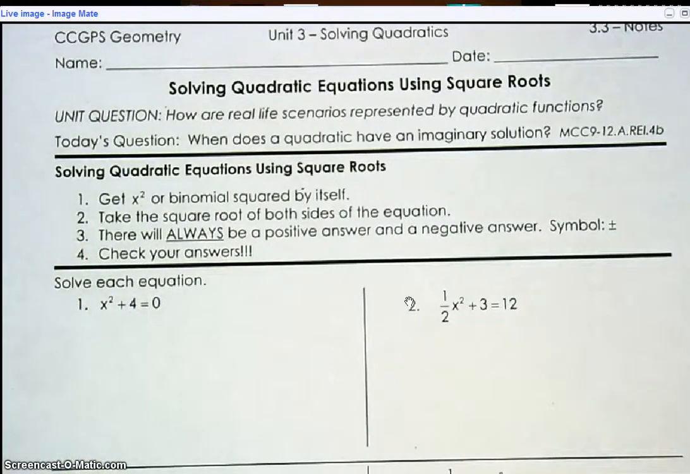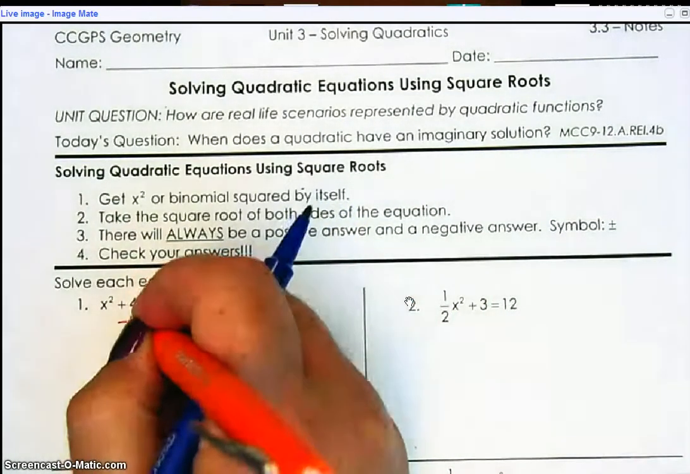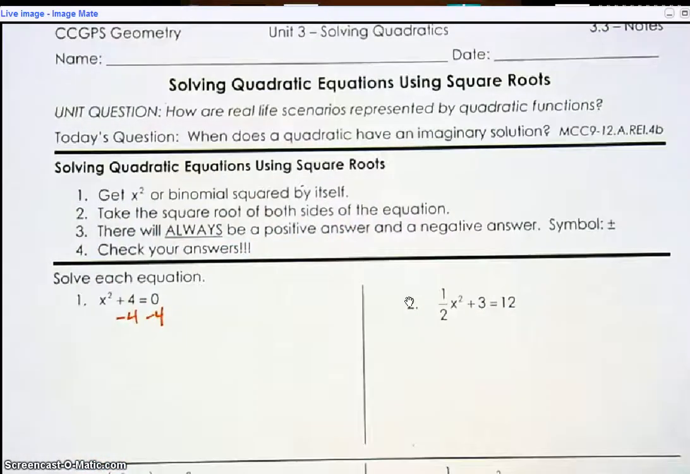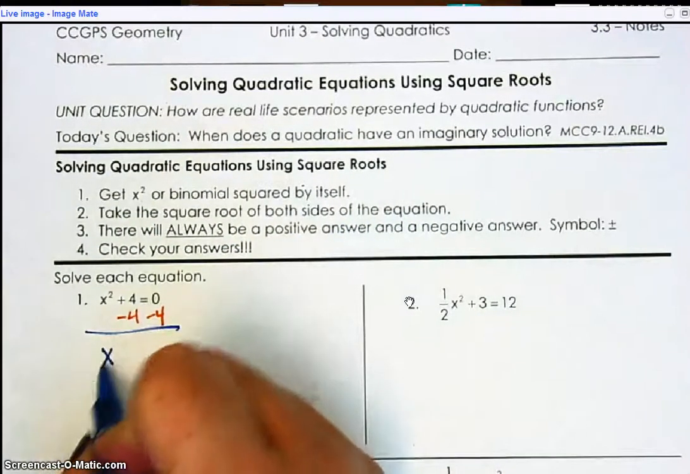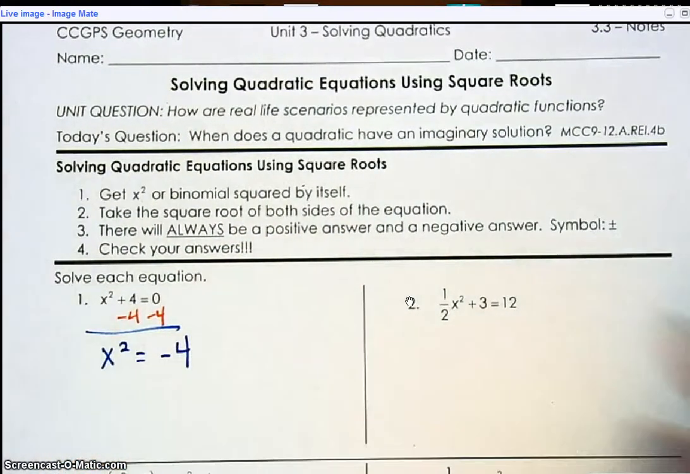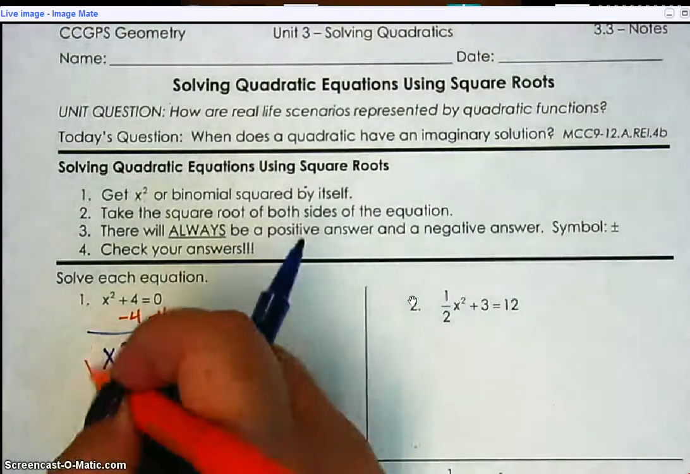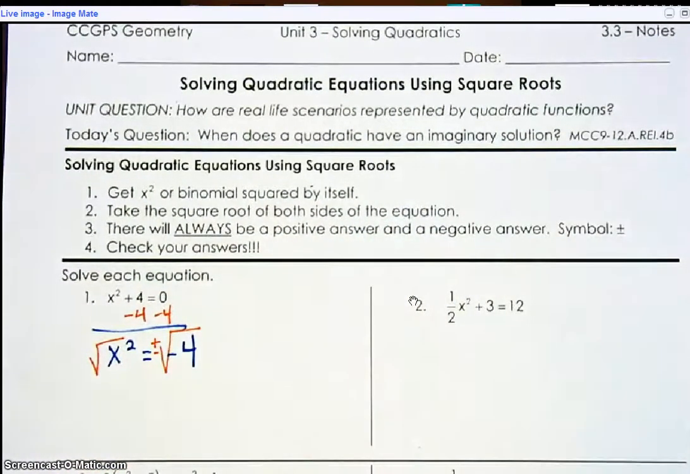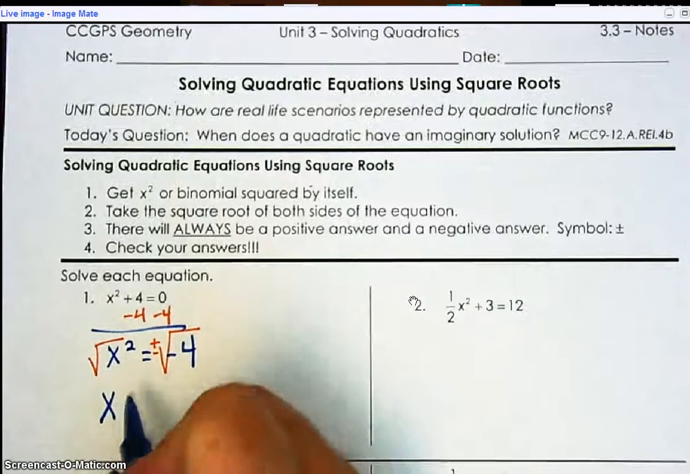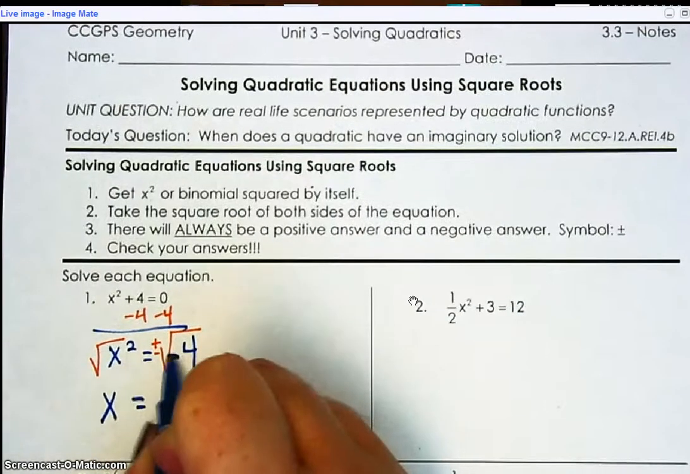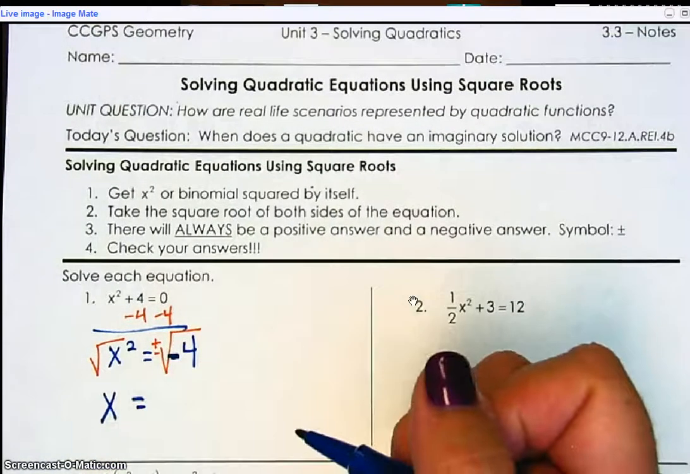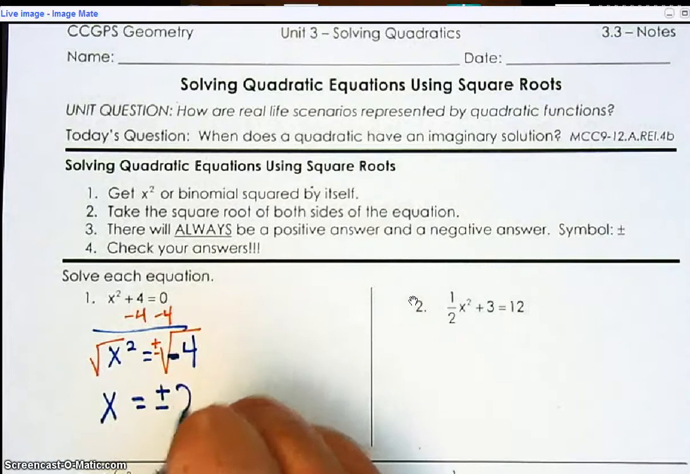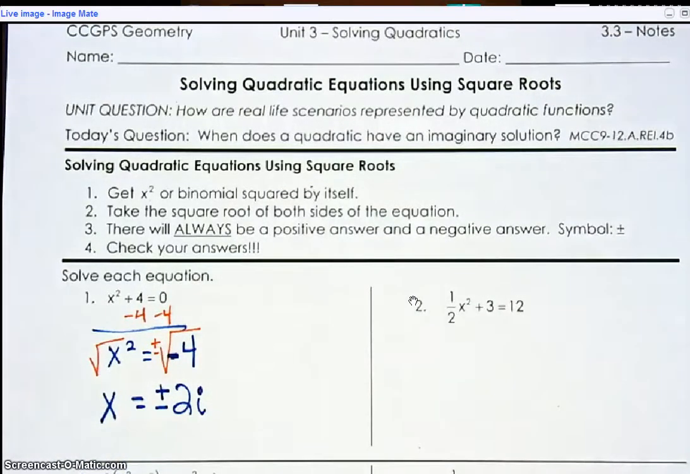I need to get the x squared all by itself, so I'm going to subtract 4 on both sides. Alright, now that I've got it all by itself, we take the square root of both sides. Don't forget your plus minus sign. You're going to hear me say that over and over. So this gives me x equals, well, this negative, when I bring it out, it makes it imaginary. So this is plus or minus 2i as my answer.